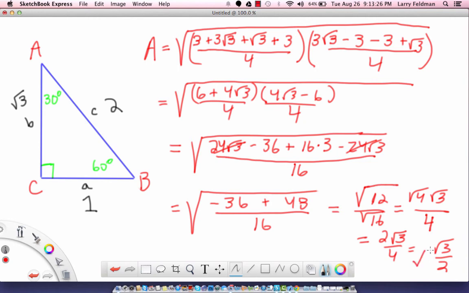Same answer again. Obviously, Heron's formula is not very efficient in this case, but it still works. There are many cases where Heron's formula is the easiest way to find the area of a triangle, especially when you just know the sides and you don't know the angles.